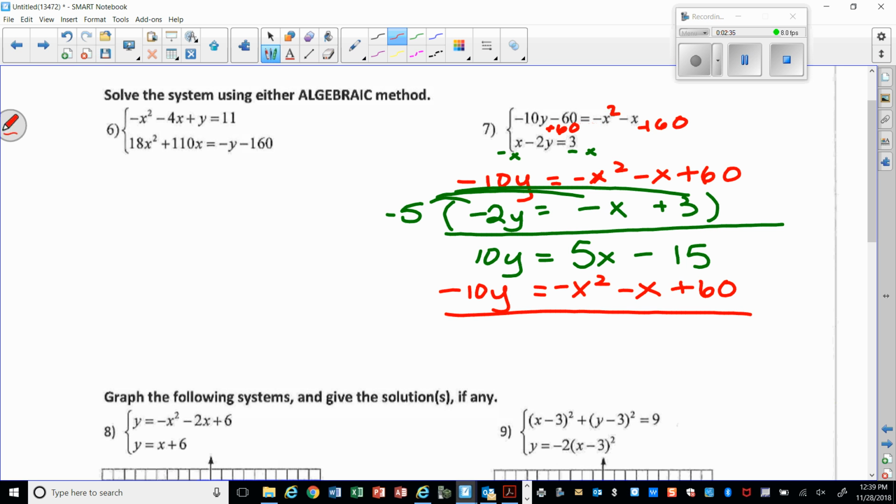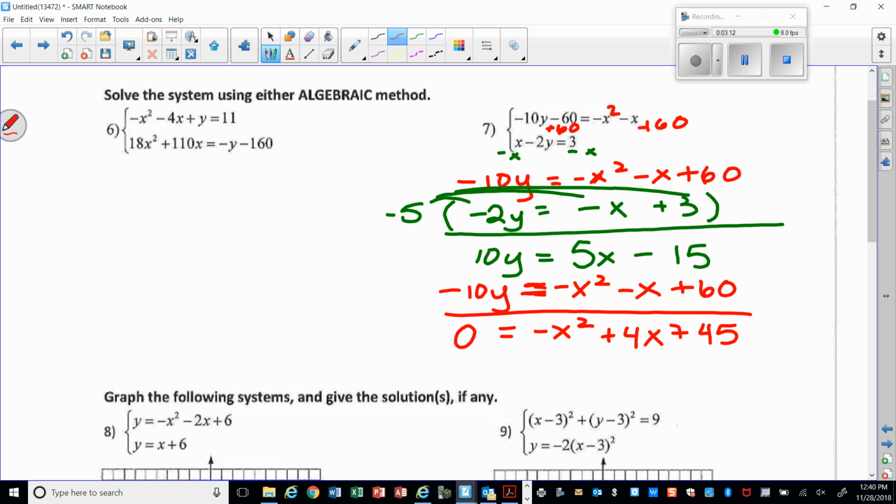Okay, and I'm going to combine these together because even though the left-hand side looks different from the right-hand side, they're equal. And so technically I'm doing the same thing to both sides. So I'm going to combine these like terms, and I get 0y, which is just 0. And then I've got a negative x squared. I'm combining my like terms, and I've got 5x minus x, so that would be a 4x. And then 60 minus 15 would be a positive 45.